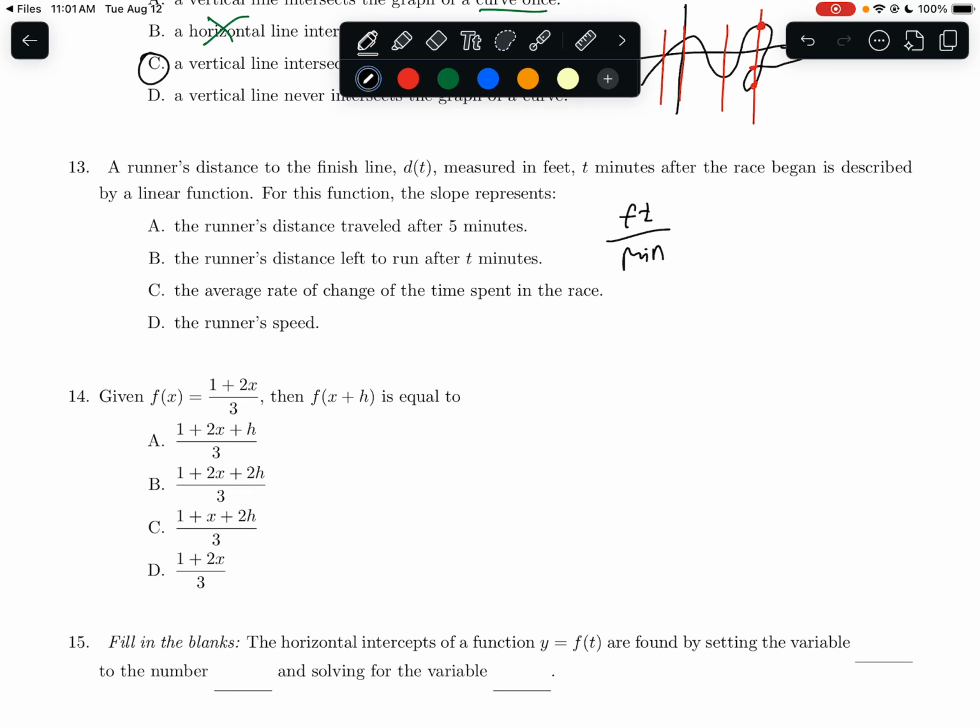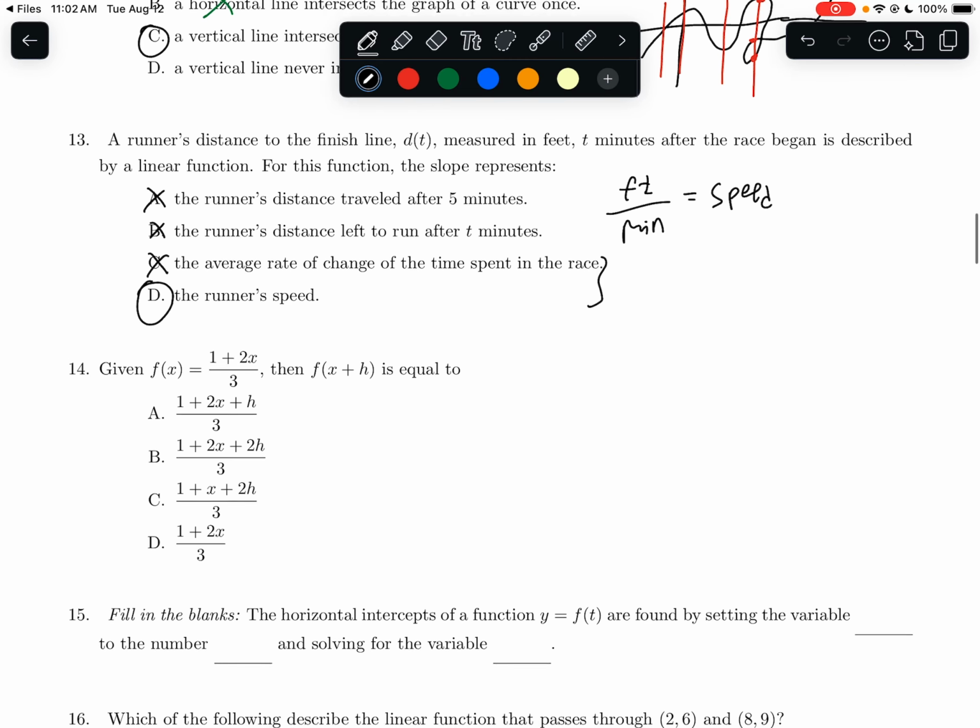Now, that immediately rules out A, because that's not even talking about a rate. It's not going to be B, because it doesn't even have the rate units as well. So it's either the average rate of change of the time spent or the runner's speed. Doing the average rate of change of time doesn't make any sense, because we do average rates of change of a function and not just of a variable. And so the answer is this. And the units make sense, because feet per minute, distance over time, is a unit for speed.